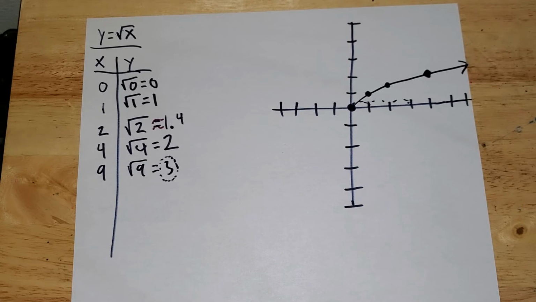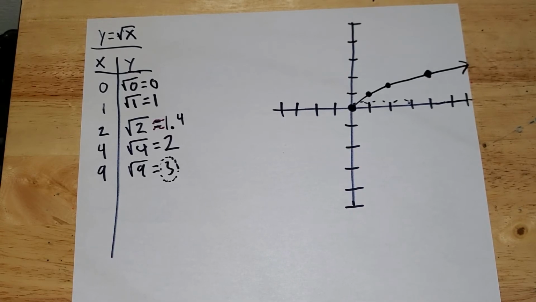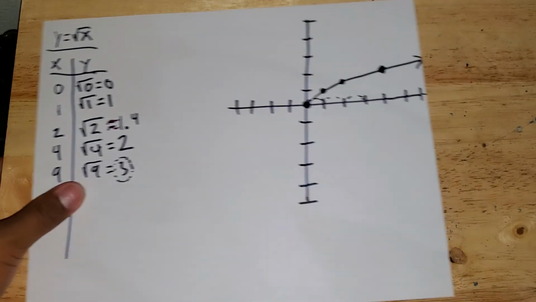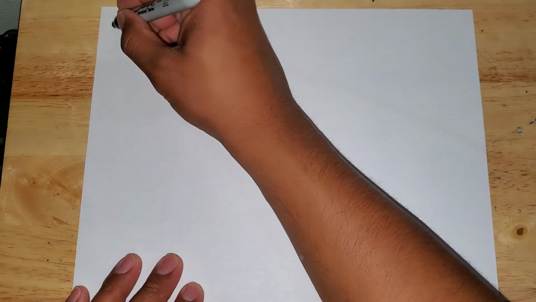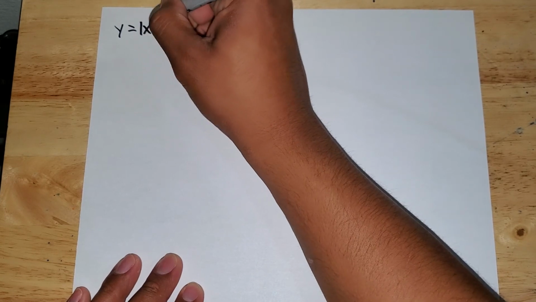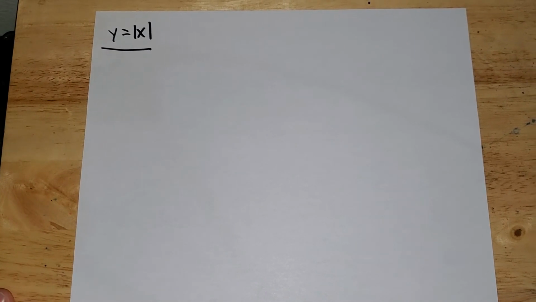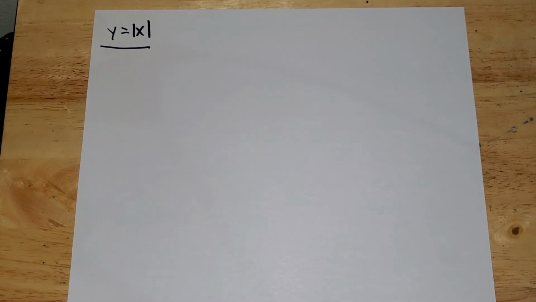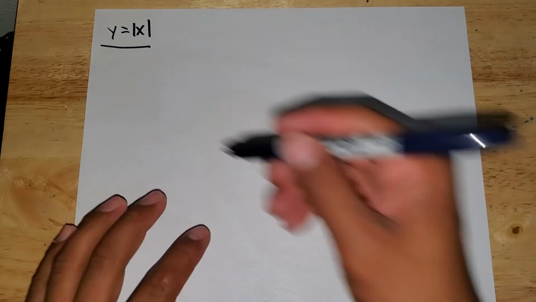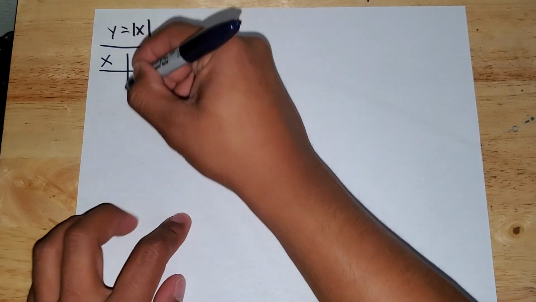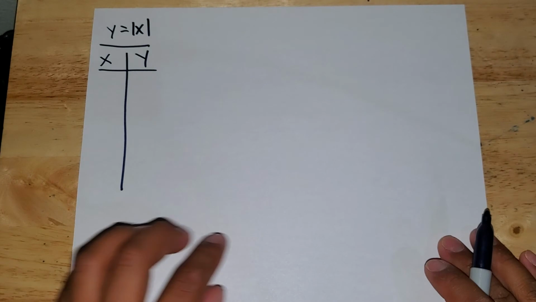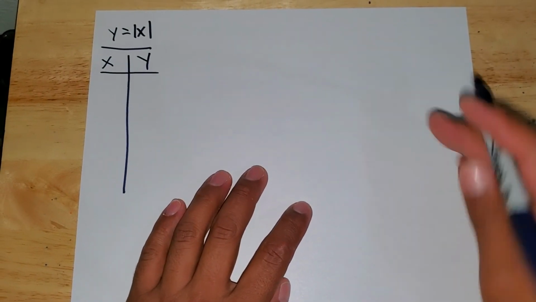And lastly, we looked at absolute value equations. Now let's look at what the absolute value equation looks like. So we have y equals absolute value of x, sorry. Same thing, I'm going to use a table to help me graph this. Let me put my graph here on the side.